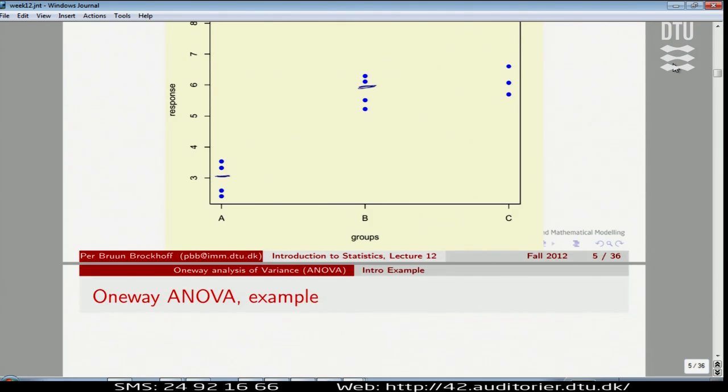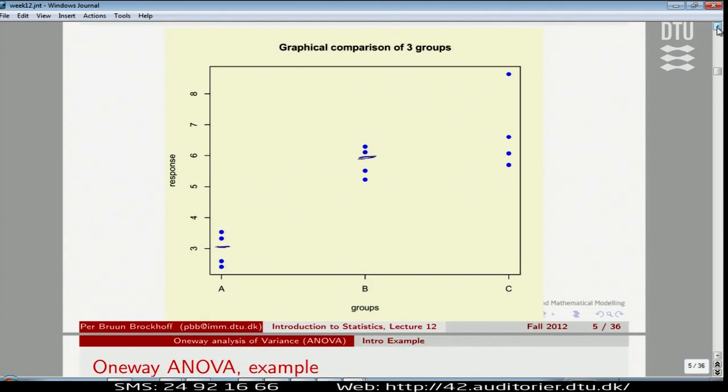Something went wrong there. I know what. That was not the average we were looking at. Let me put it around here. Anyway, then we'll check whether it's okay or not later.